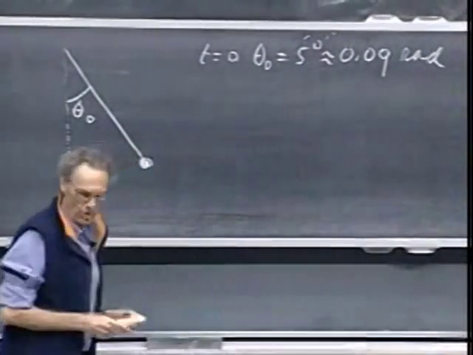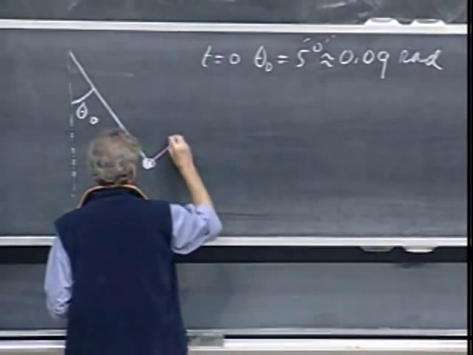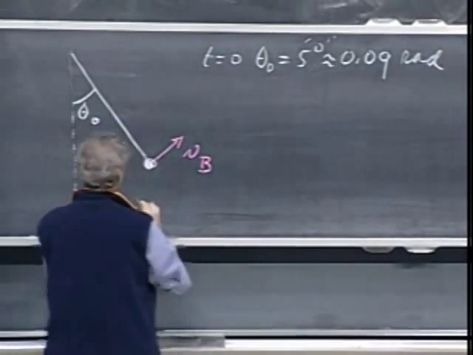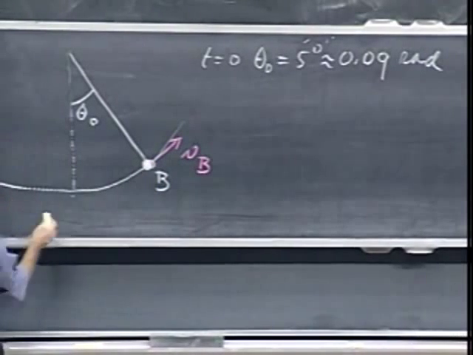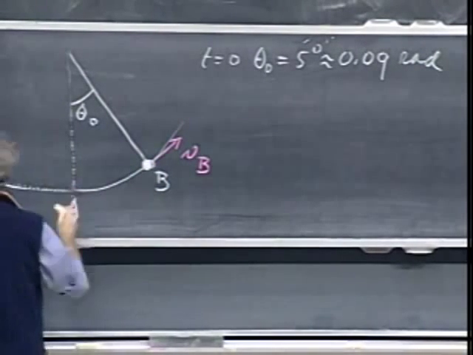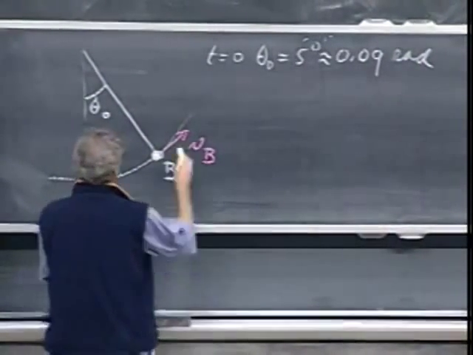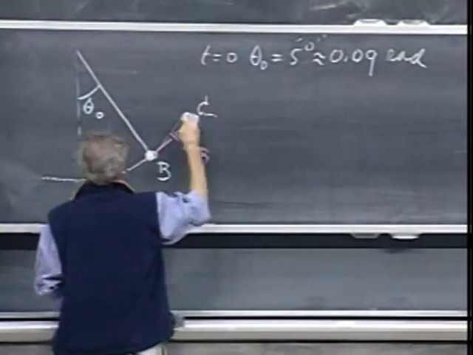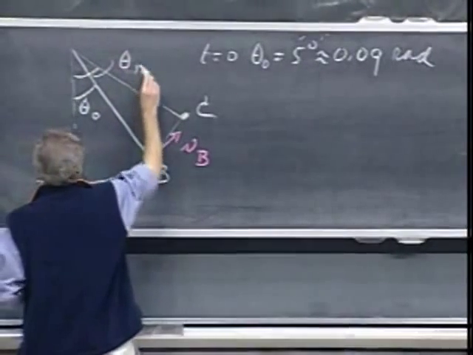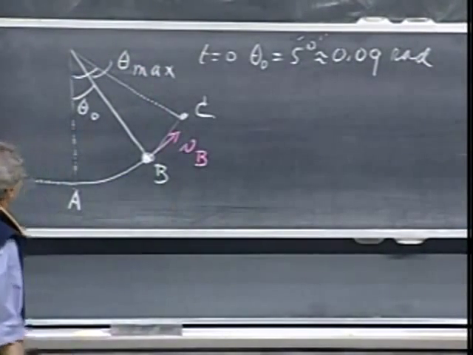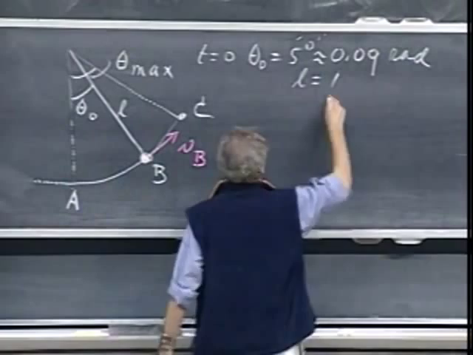At that time t equals 0, I give this pendulum a tangential speed. I call it v of B, because I call this point B. It's going to arc. I call this A. So this is a circle, and it comes to a halt, let's say here at point C. And then this angle is the maximum angle possible, theta maximum. Let the length of the pendulum, for simplicity, simply be 1 meter.